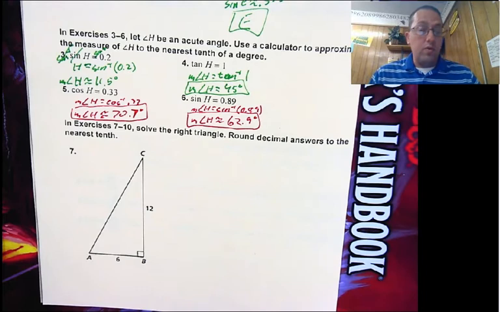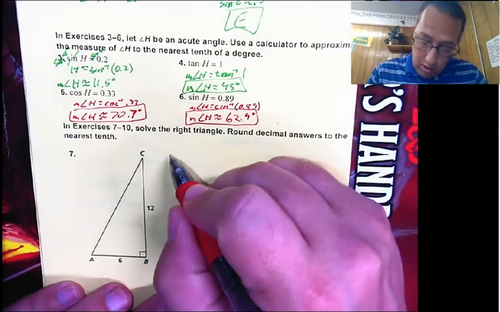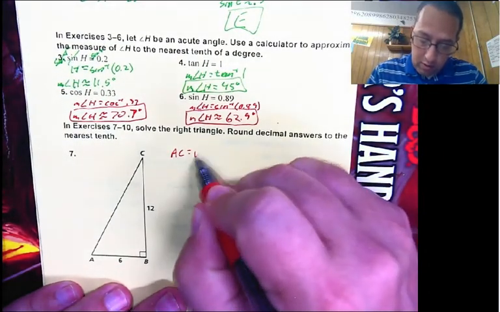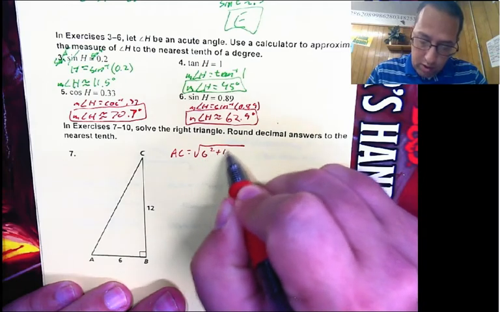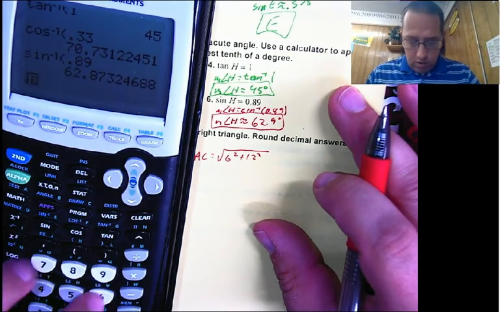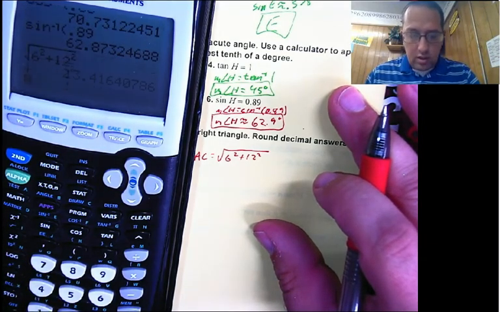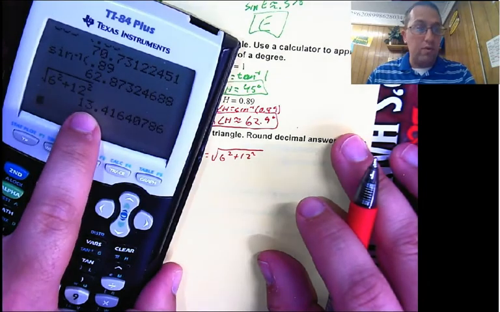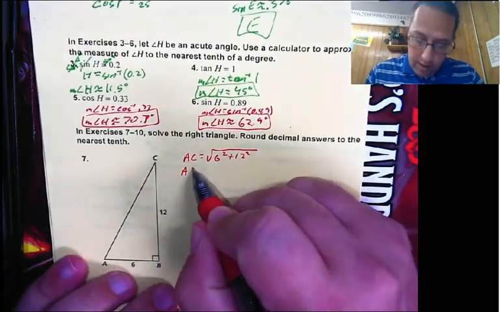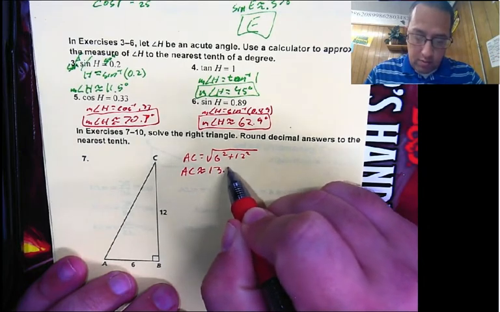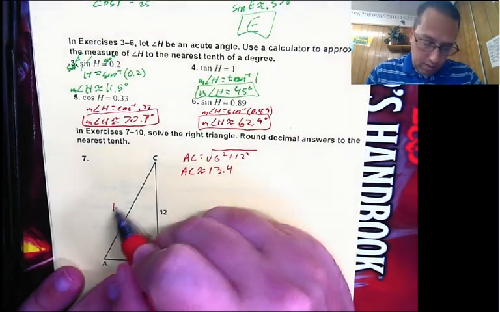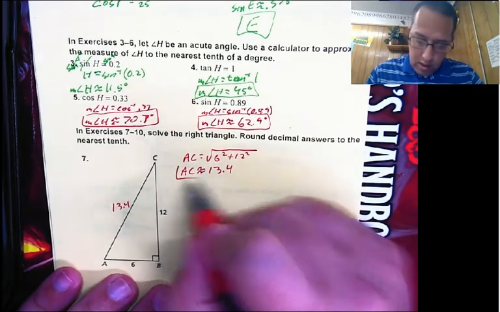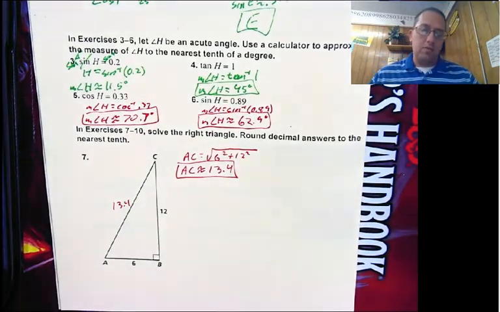Easiest one to do is the one that we've been doing for the longest, and that would be Pythagorean theorem. I know two sides, I can find the third. So AC is equal to the square root of 6 squared plus 12 squared. All right, let's see what that is. Square root of 6 squared plus 12 squared is 13.41, which we want to the nearest tenth, so that would be 13.4, approximately. So AC is approximately 13.4. We can go ahead and put that down here, 13.4. Answer number 1.